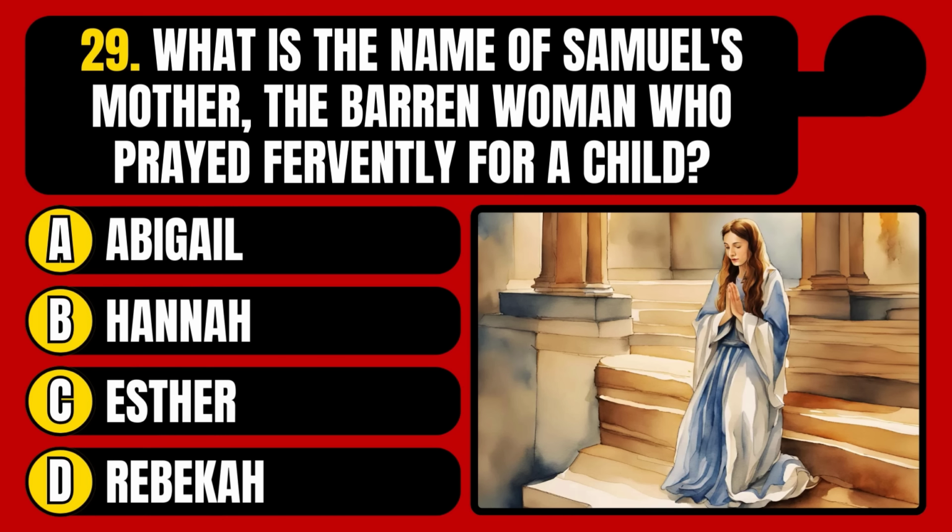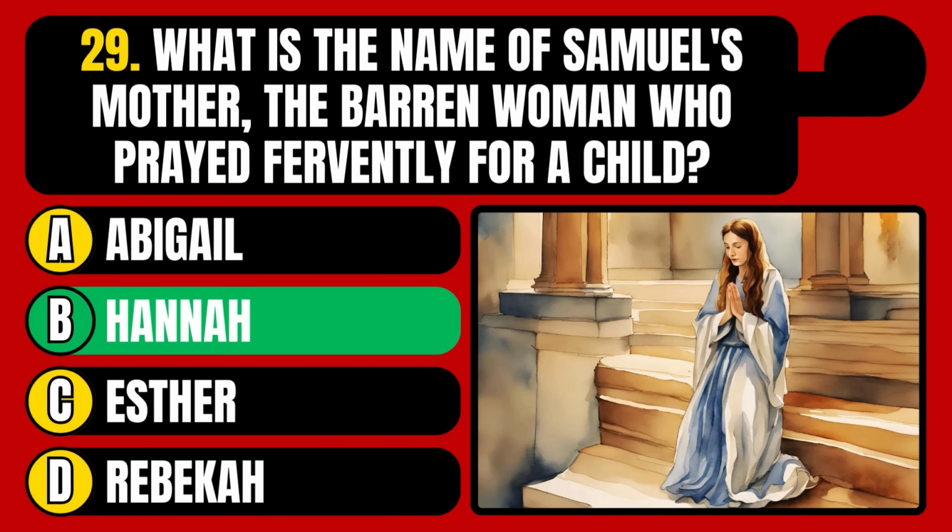What is the name of Samuel's mother, the barren woman who prayed fervently for a child? Abigail, Hannah, Esther, or Rebecca? The correct answer is option B, Hannah.